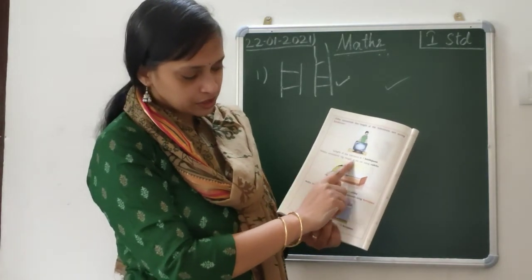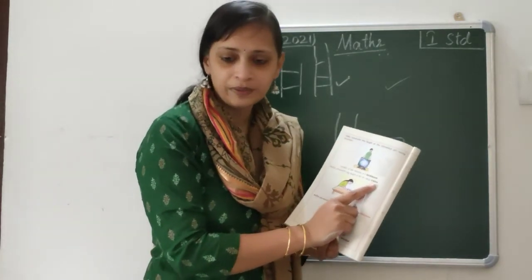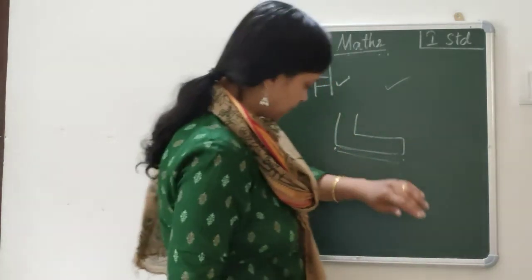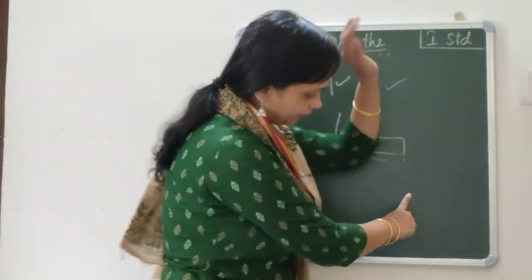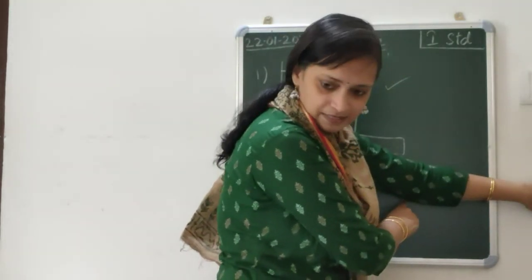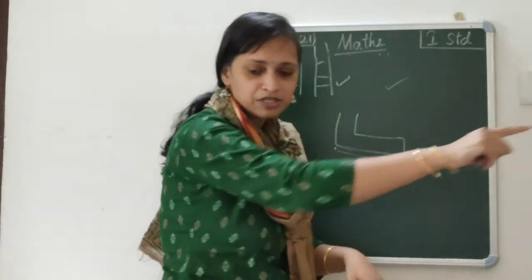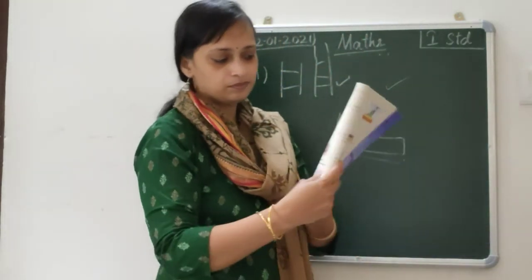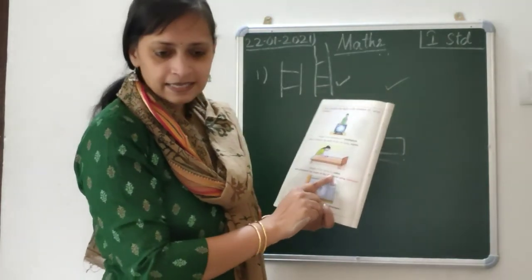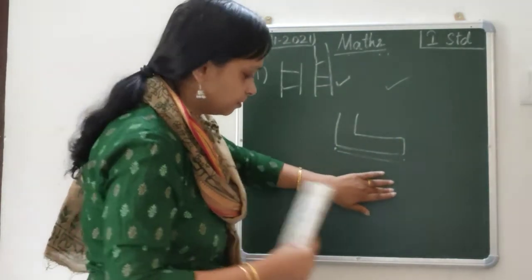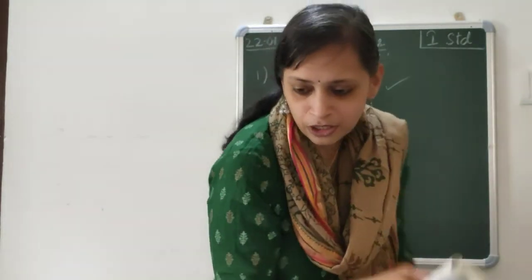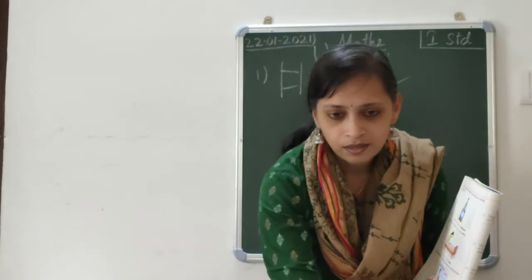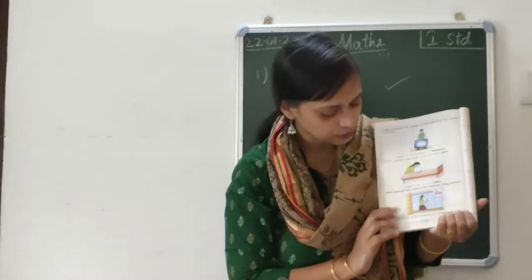Next one, Salma measured the length of the cot using cubits, which means she would have kept her hand like this. This is 1 cubit. Then she would have again kept from here and measured like this. That is the 2nd cubit, and then she would have measured the whole cot. So the length of the cot is 6 cubits. How many cubits was the cot? 6 cubits. Very good.